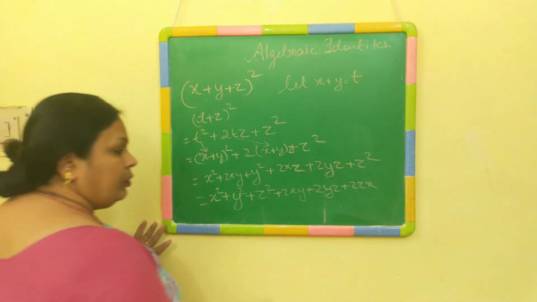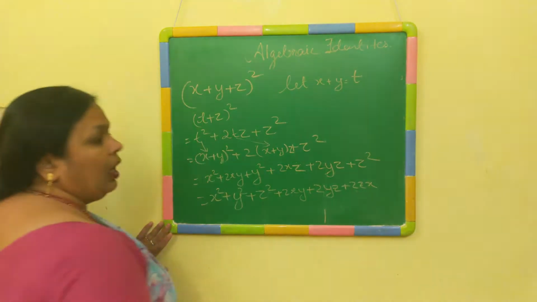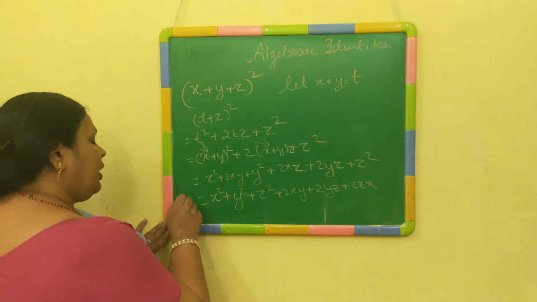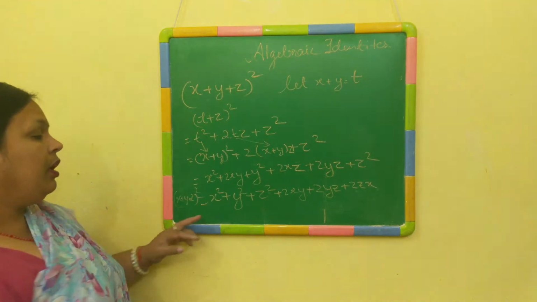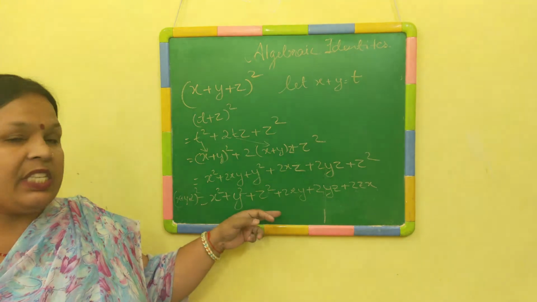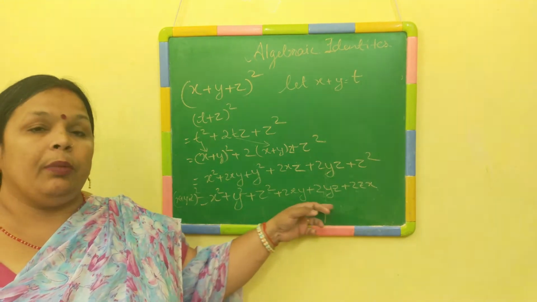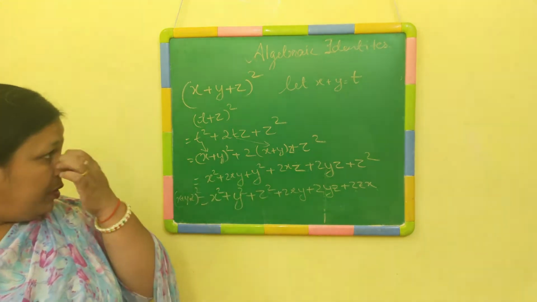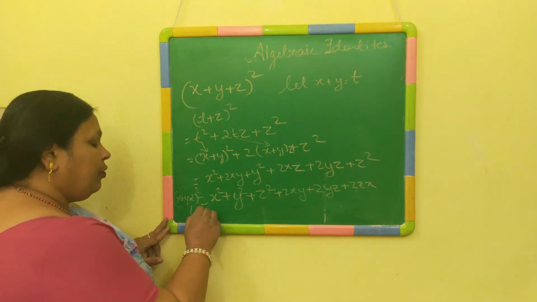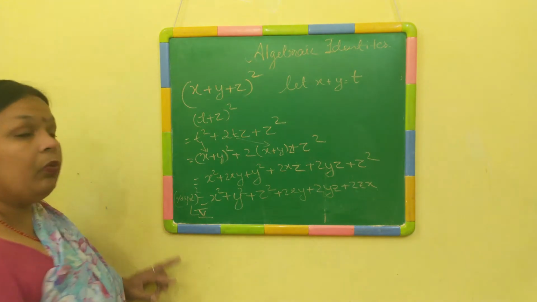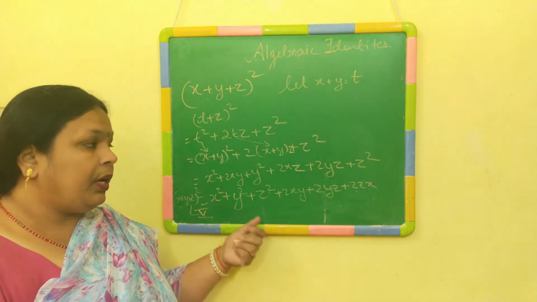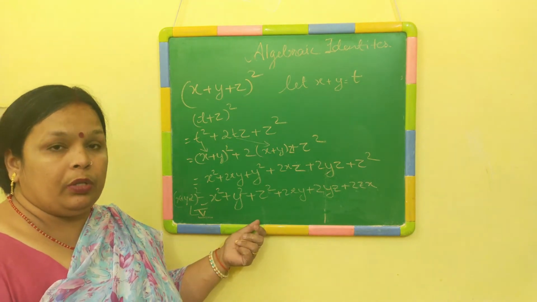Clear? This is our 5th identity, where we can say that x plus y plus z whole square is nothing but x square plus y square plus z square plus 2xy plus 2yz plus 2zx. So this was our 5th identity, which we are talking about. Now we will be seeing a few more identities, but before that let's take a practical example on this.